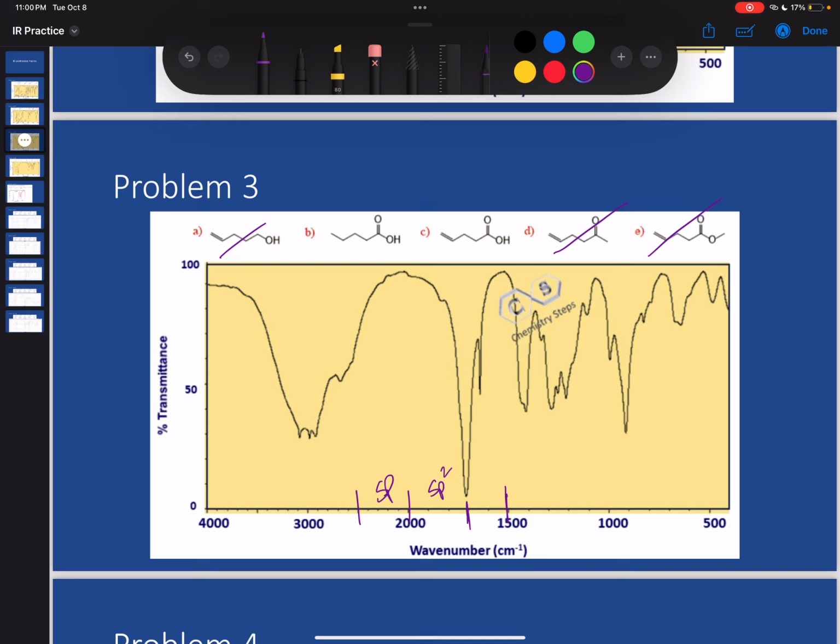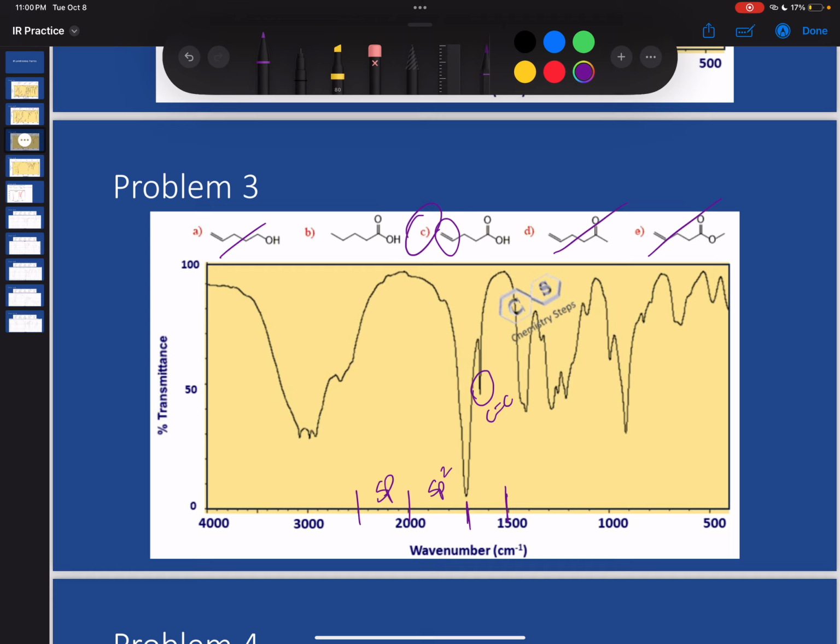So now I'm between the two carboxylic acids, B and C. The only thing noticeable about those two is the fact that C has a double bond and B does not. I can already see I have another peak right here in my sp2 region, so I'm pretty convinced that this is going to be the IR for compound C.